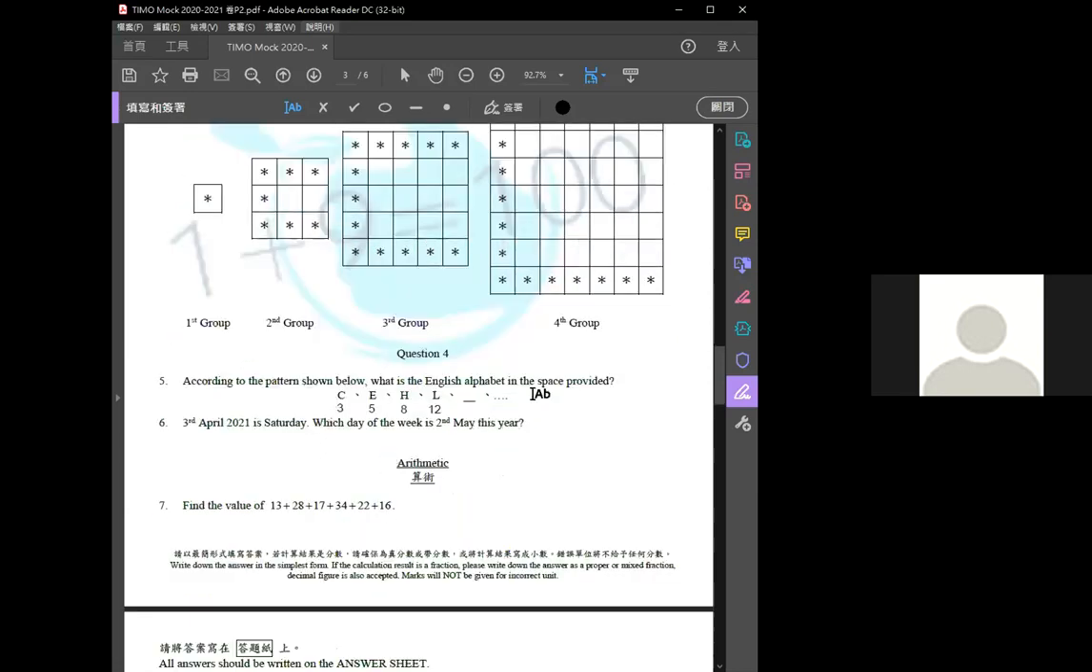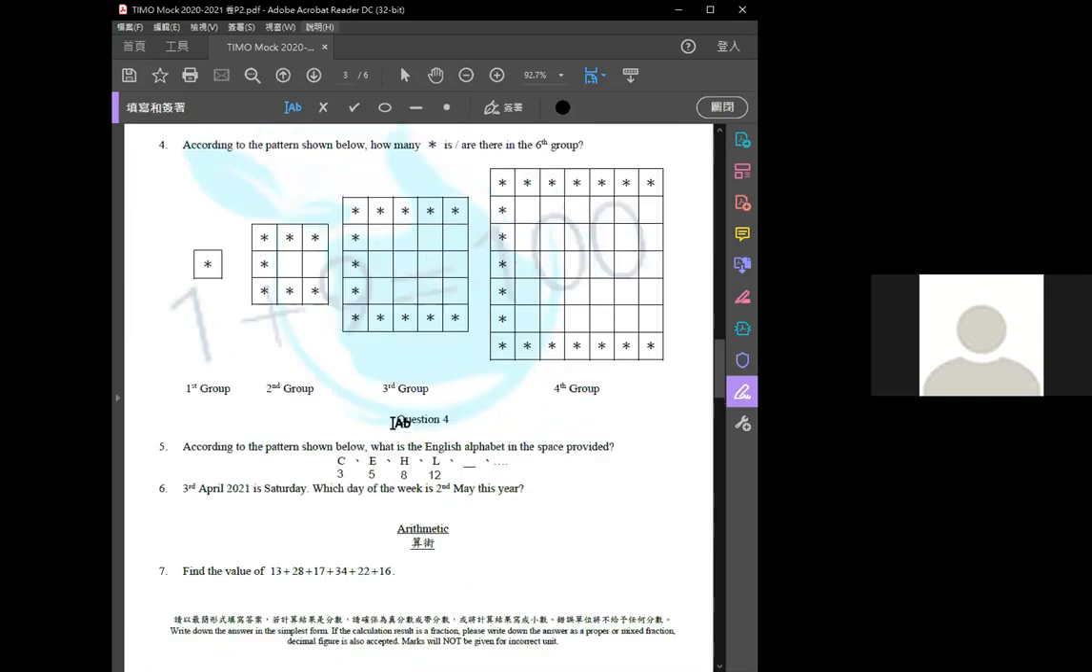You could change the letters, as long as you understand that C is the 3rd letter in the English alphabet, and then E is the 5th one, H is the 8th one, and then L is the 12th one. And then vice versa, when you convert the letters into numbers, it would be 3, 5, 8, and 12. The difference is 2, 3, 4, and 5. So you could see the difference increases by 1.